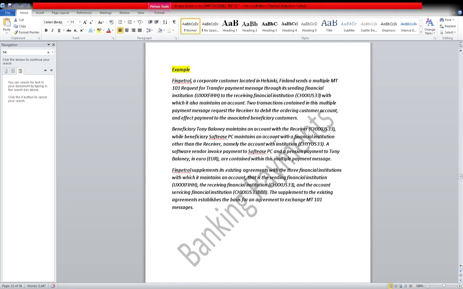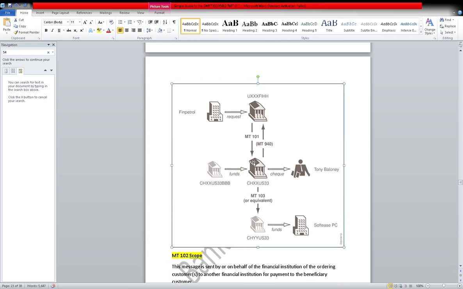Okay, I think I have jumped somewhere here. Beneficiary Tony Belloni maintains an account with the receiver CHFSD, while beneficiary Softage PC maintains an account with a financial institution other than the receiver. Means this Softage PC also maintains an account here. This is a different person. Okay, Softage PC is different, Tony is this one. These are two different persons.